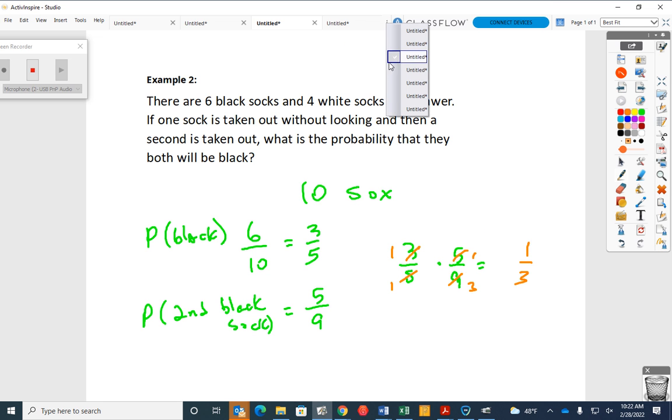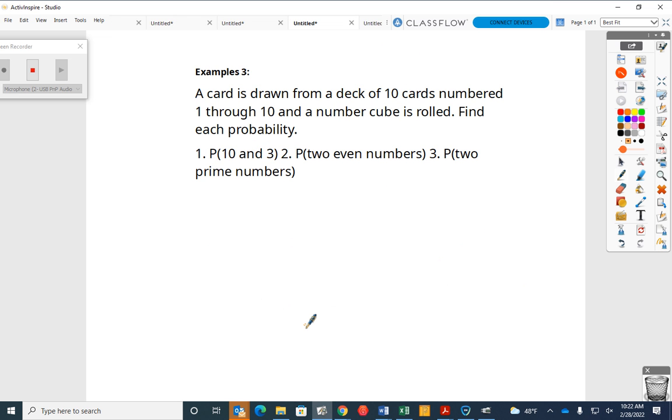Okay, the last one. A card is drawn from a deck of 10 cards numbered 1 through 10, and a number cube is rolled. Now, let's think for a second, okay? There's 3 different ones here, but these are easy. Are these dependent probability? Does the card I pull out have anything to do with the number cube that I roll? No. They are not. They're completely independent.